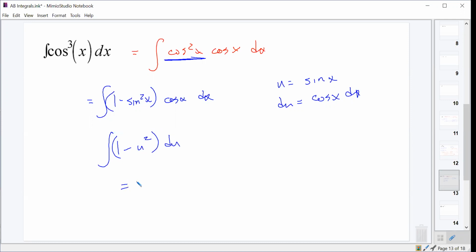And so what is the integral of 1 minus u squared? Where did our cosine go? Our cosine goes away. Cosine x dx is du. Oh, okay. Yep. Good? Okay. Any other questions on that so far? Everybody okay with that to this point now?